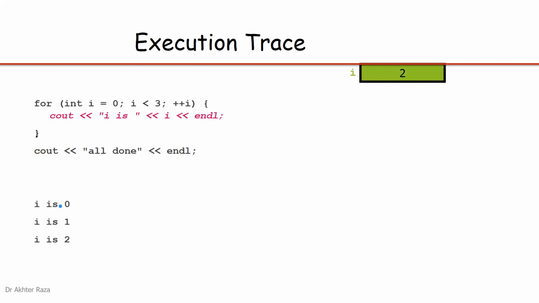And when it goes to the bracket and switches to the i plus plus, the value of i becomes 3. Now the value of i is 3, and it checks the condition. Is 3 less than 3? No, 3 is not less than 3. It goes out. And one more thing is shown on the screen: all done. The all done will be printed on the screen. That will be the end of this output.